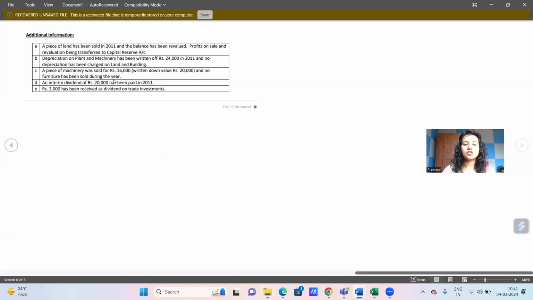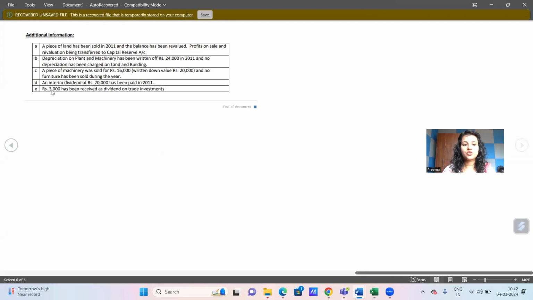No furniture has been sold during the year. Now, normally, if there is a decrease in the value of an asset, it could either mean depreciation or a sale. In this question, they've specifically mentioned that there has been no sale, and hence, if there is any reduction, we'll take it as depreciation. An interim dividend of 20,000 has been paid. Now, certain adjustments like these do not really require a working note. So you can save your time and remember that it appears in 2 places. One, as a non-operating expense under the adjusted P&L account, and 2, as an application in the last step, which is the fund flow statement.